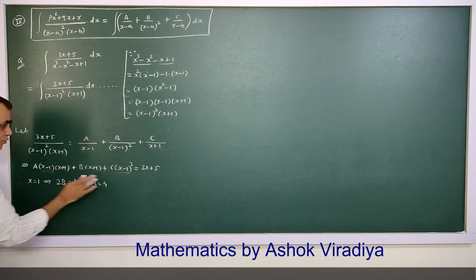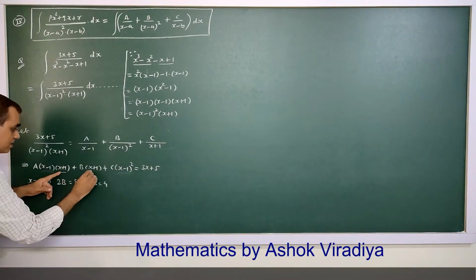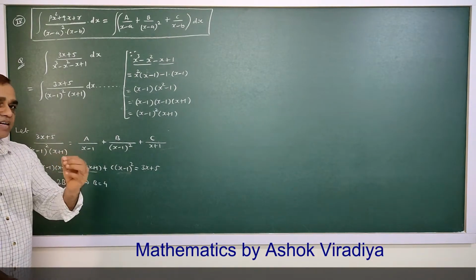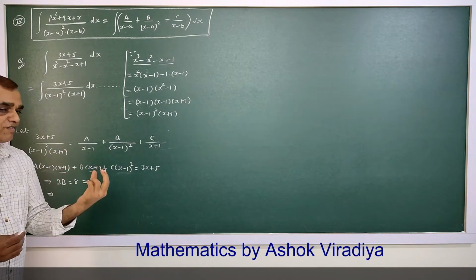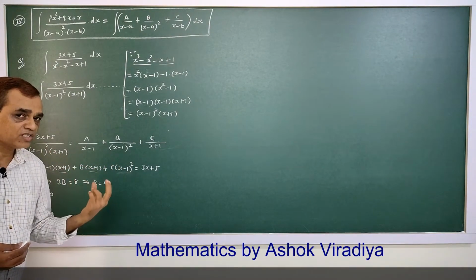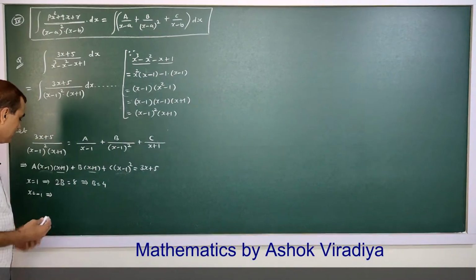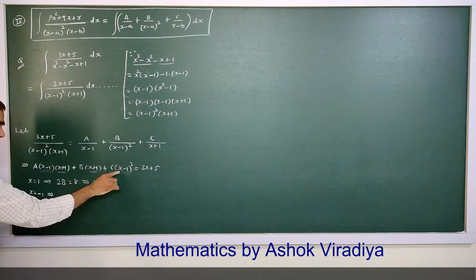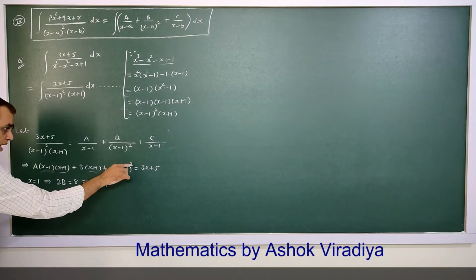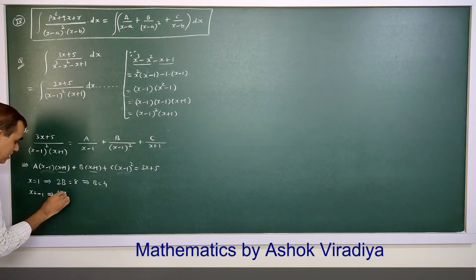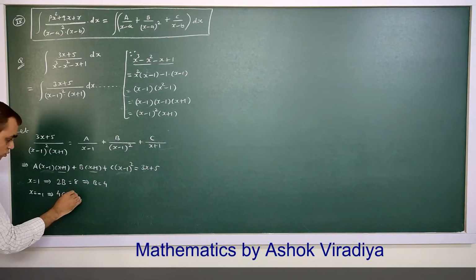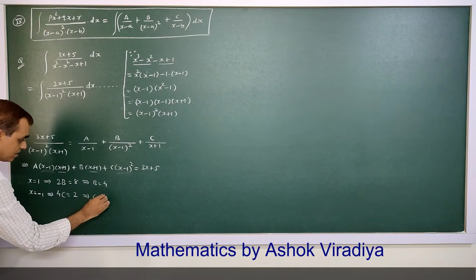Now observe these two terms. x plus 1 is common. So take x equal to minus 1. Choose values of x so that the factors connected with A, B or C become 0. So x equal to minus 1 gives this 0, this 0. Putting minus 1 here, minus 1 minus 2 squared, that is 4. 4C equal to minus 3 plus 5, that is 2. So C is 1 by 2.